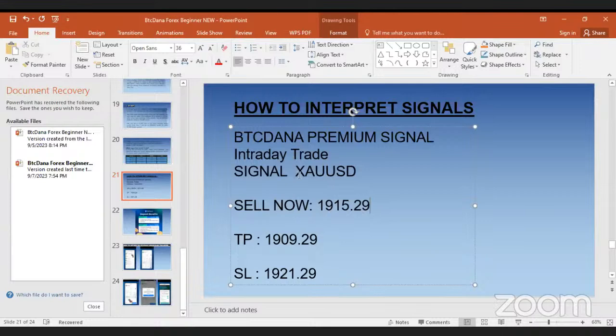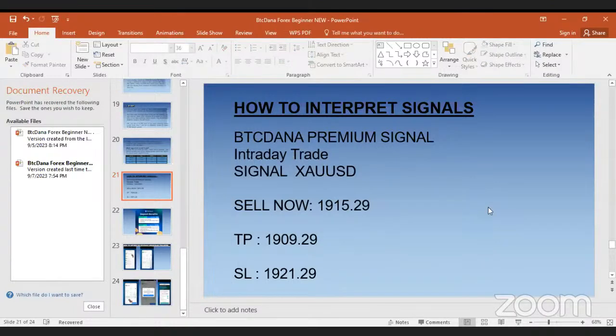So then you go to XAUUSD, you sell, and then you set your TP and your stop loss, and then you just relax and wait for the market to do its thing. You understand? So that is basically how to interpret a signal. I did this because of our newbies who might fund their account and want to join the premium signal, and maybe they don't understand what a signal is. So this is basically what a signal is.